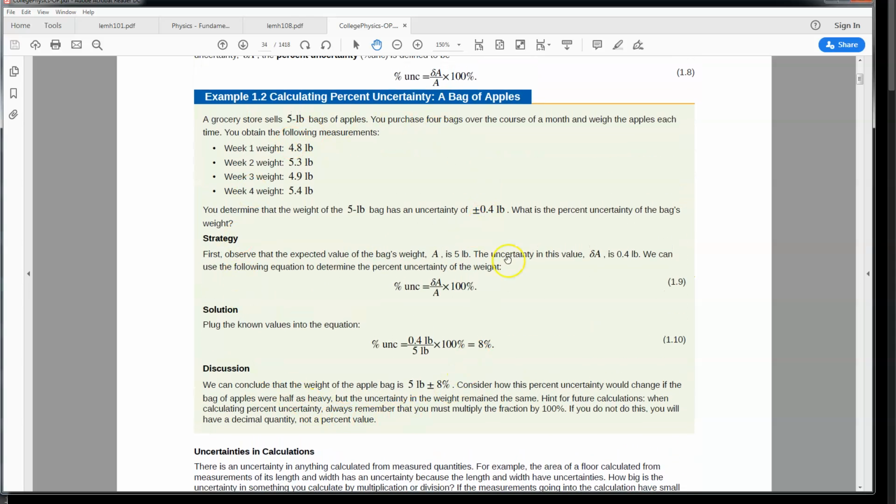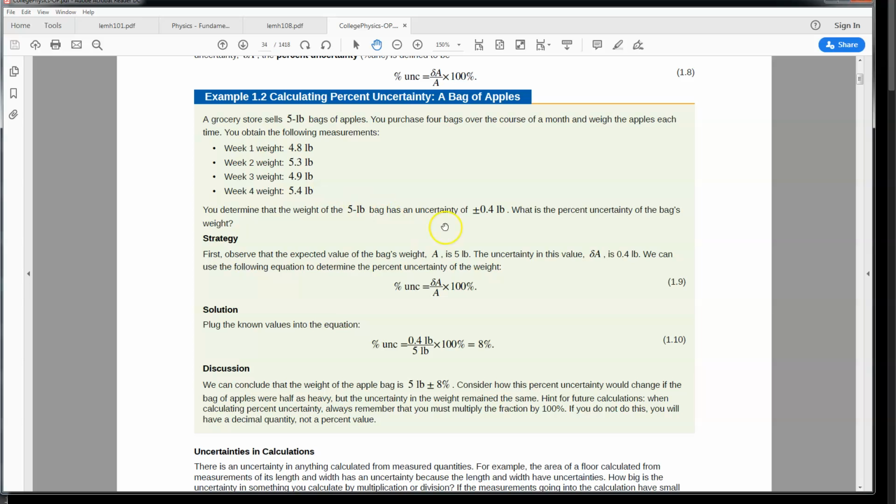Now, there is a question over here that makes no sense as far as I know. At least the last time that I looked at the question, it didn't make any sense. It says that a grocery store sells 5-pound bags of apples. When you say 5-pound bags of apples, that means that on the bag it says that the weight of the apples is supposed to be 5 pounds, and there is no uncertainty. Apparently, there is no uncertainty. No, actually, there is uncertainty there.